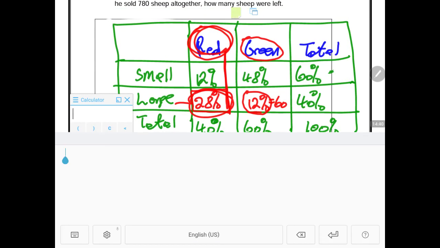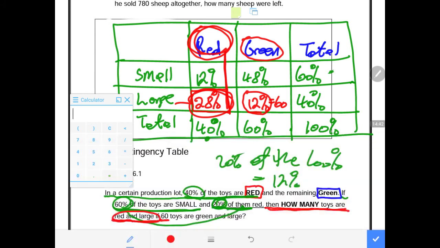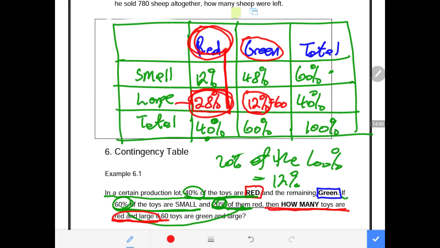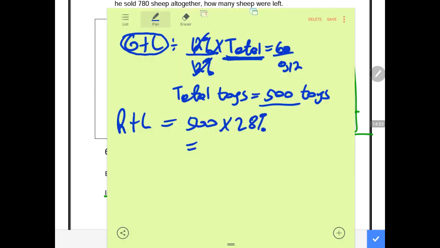500 times by 28, we get 140. That means we have 140 toys that are red and large. So this is the answer that they needed.